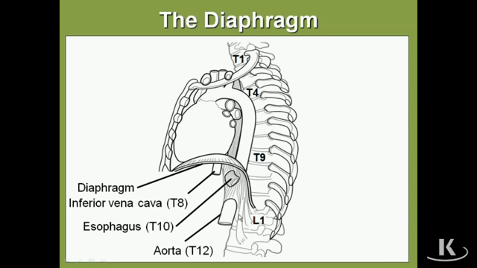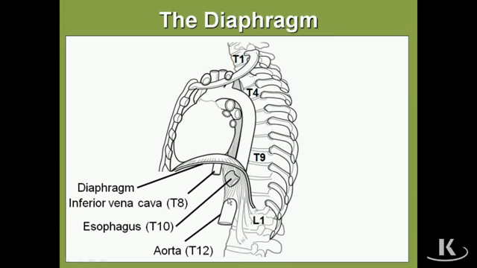And then lastly, most posteriorly, and therefore the lowest, at the level of the 12th thoracic vertebra, the esophageal hiatus is at the level of the 10th, and the aortic hiatus is at the level of the 12th, and most posterior. Passing through that is not only the aorta, but also the thoracic duct.